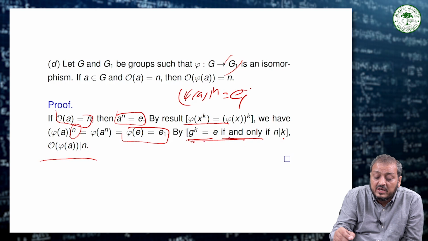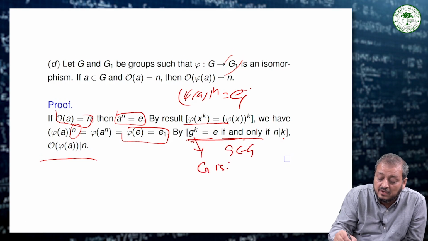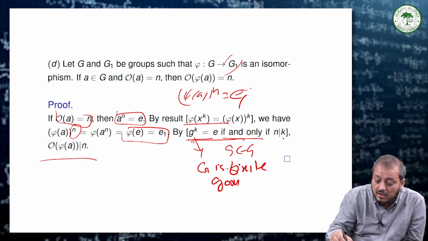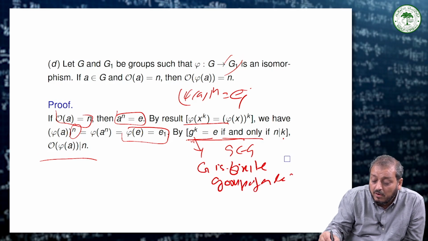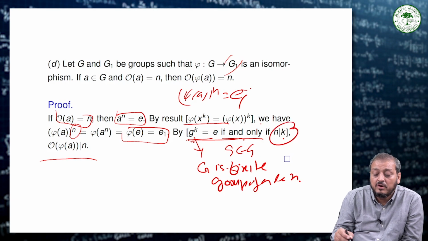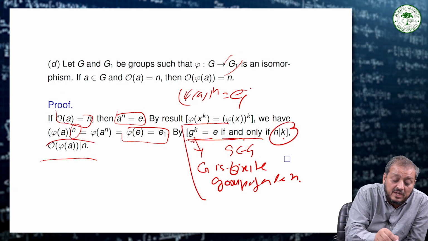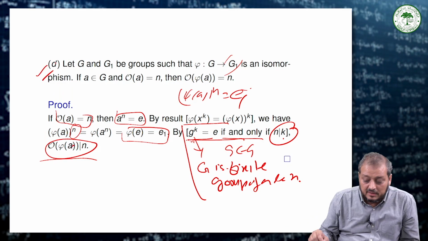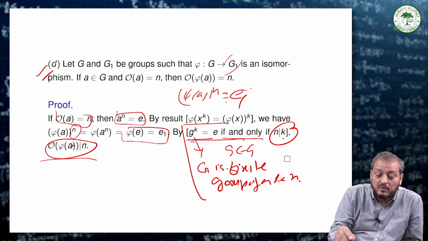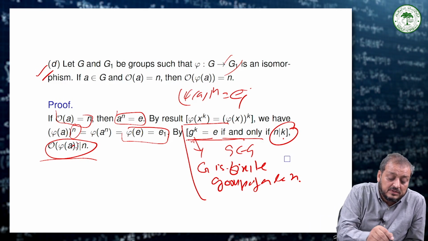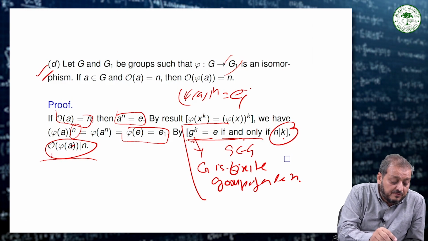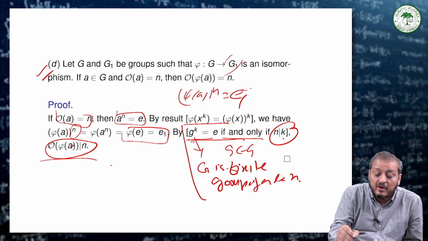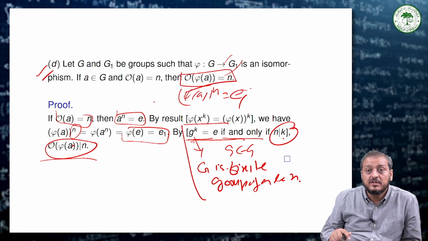By this result, we have that if G is a finite group of order n, then n divides k. So by this result we can say that the order of phi of A divides n. Okay, so we have just proved this part of the theorem. Now we have to show that the order of phi of A is equal to n.